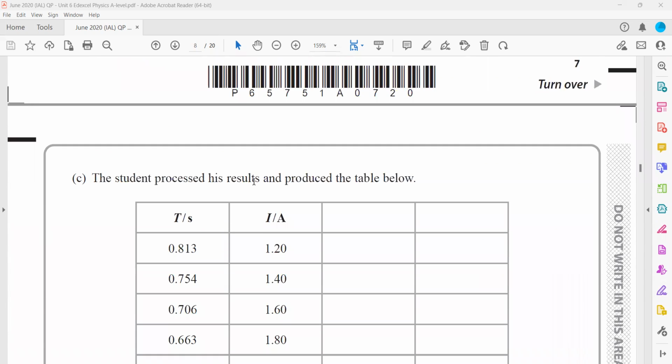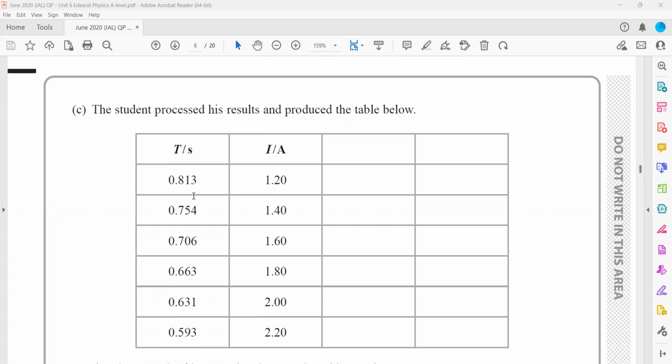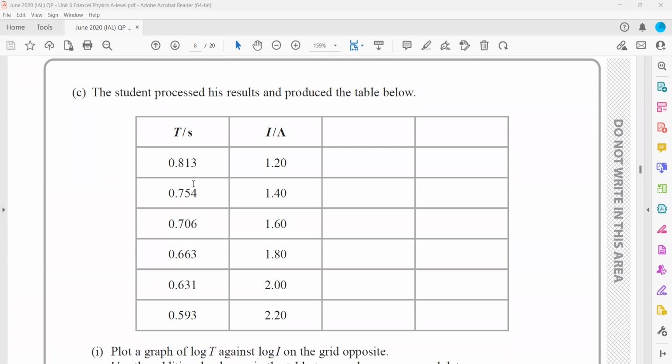In A levels, unit 6, usually you have a graph of logarithm rather than the direct quantities. So the student processes the results and produces the table. So what we need is log t and we need log I.